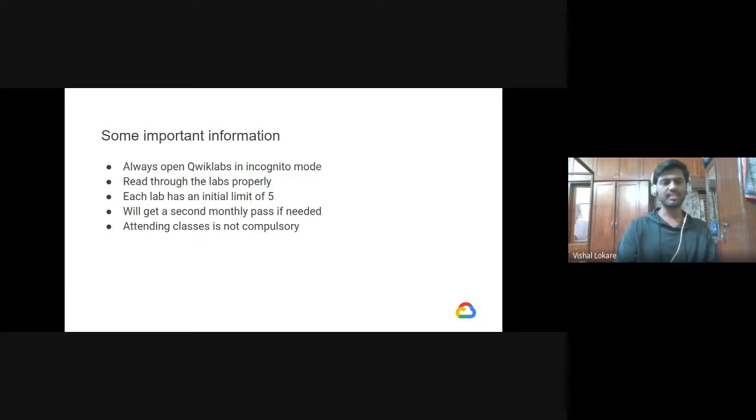And again, attending classes is not actually compulsory. We are just going to look at theoretical aspects of Google Cloud Platform and only the infrastructure part. I'm just going to brief you on what Google Cloud is and how you can make use of it, and not the actual practical steps, because a student has to perform those on their own.